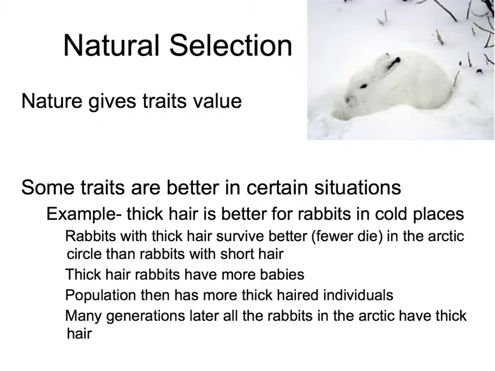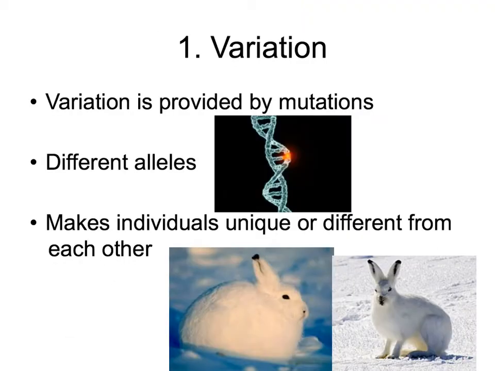So we're going to look at an example with some rabbits. We have two types of rabbits, and there are variations in the population. Some of the rabbits have thick hair, which is better for cold places. Some of the rabbits have shorter hair, which is not as good for these colder places. So these variations are within the alleles or the genes of the rabbits.